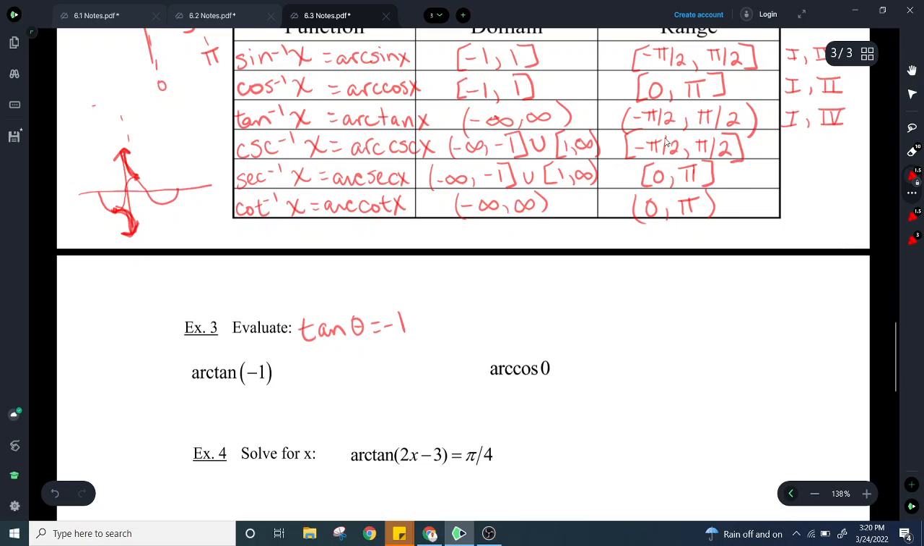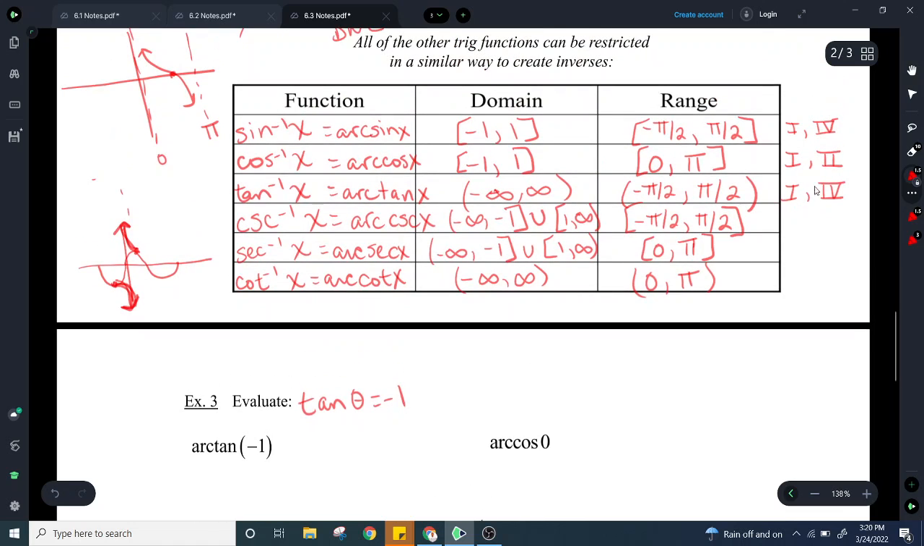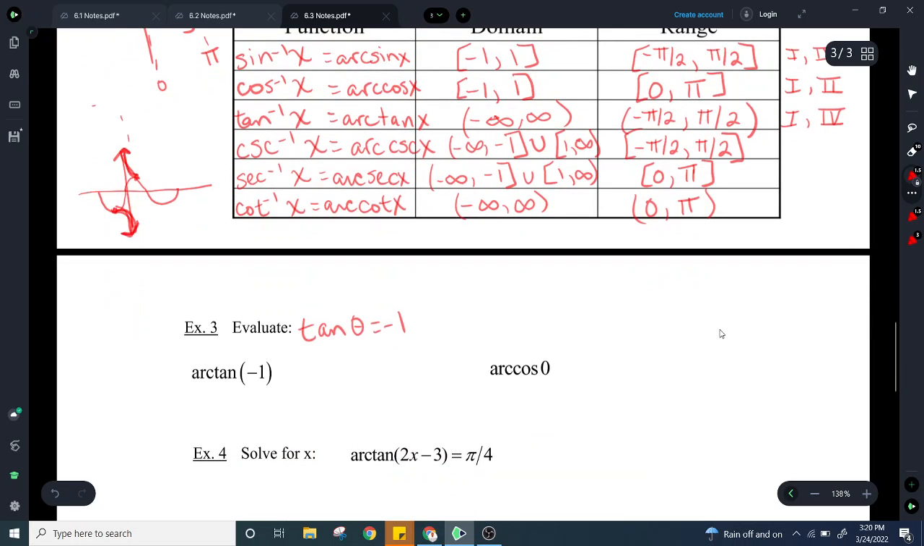But the trick is it has to be in quadrants 1 or 4. Remember, it's got to be in this range. That's so important. It's got to be from -pi/2 to pi/2. Okay. And if it helps, make a little sketch, that's fine. So it's negative. That means it has to be in quadrant 4, right? Tangent wouldn't be negative in the first quadrant, so it must be the fourth quadrant. So we want to go backwards into the fourth quadrant.